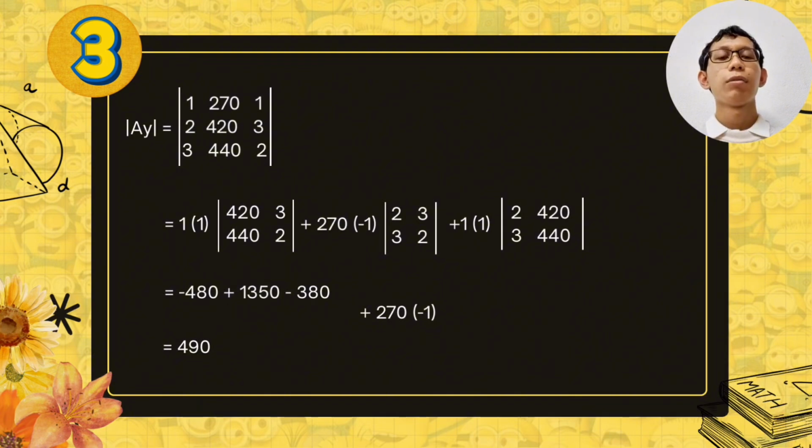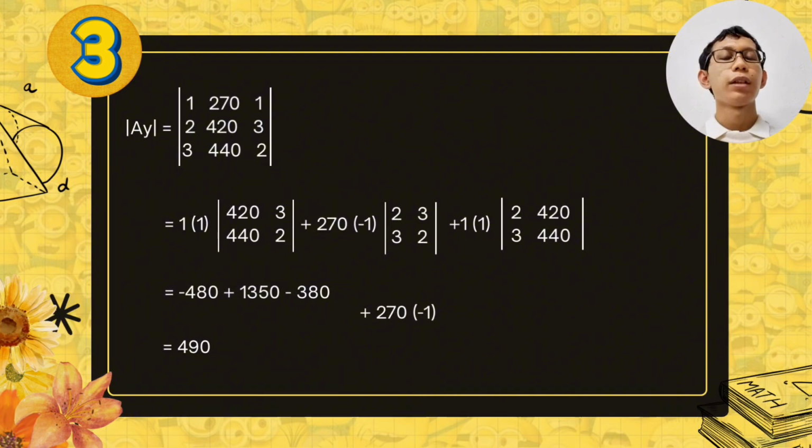Just like how we calculate determinant AX, we first need to substitute the B matrix values into the column Y instead in matrix A, which is the second column. Then we will be using cofactor expansion again with the new matrix to find determinant AY. So we will multiply each element of the first row with their respective cofactor and add up all the products.